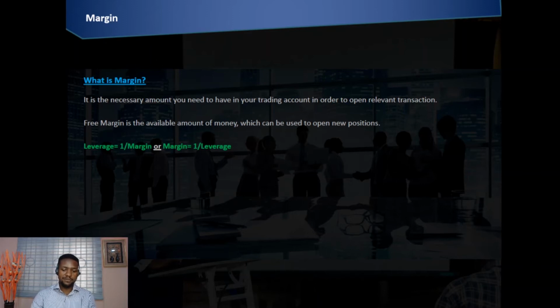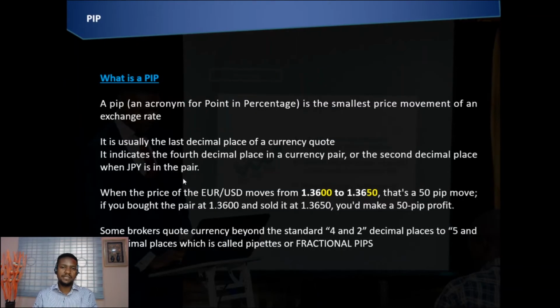So let's move on. What is a pip? A pip is the smallest price movement in an exchange rate. PIP simply means point in percentage. It is usually the last decimal place of a currency quotation. It indicates the fourth decimal place in a currency pair, or the second decimal place, that is when it's JPY.